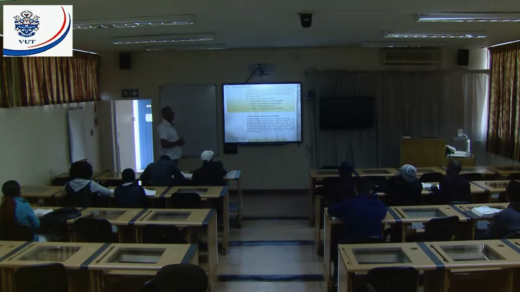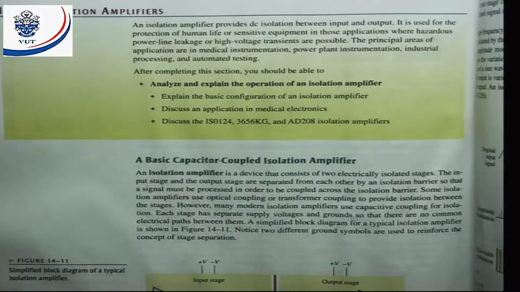They say an isolation amplifier provides DC isolation between input and output. It is used for protection of human life or sensitive equipment in those applications where hazardous power line leakage or high voltage transients are possible. The principal areas of application are in the medical instrumentation, power plant instrumentation, industrial processing, and automated testing.